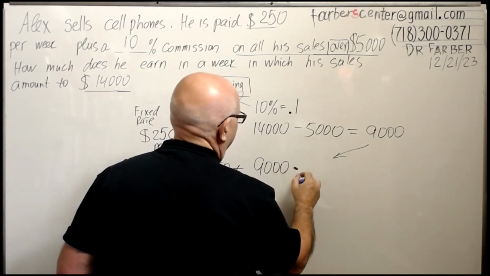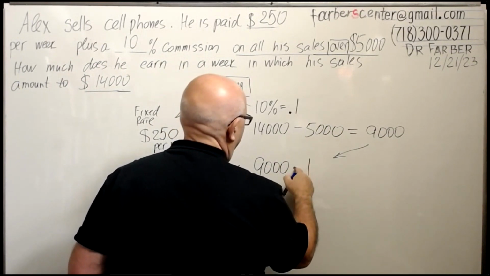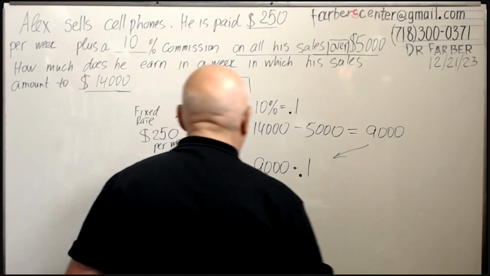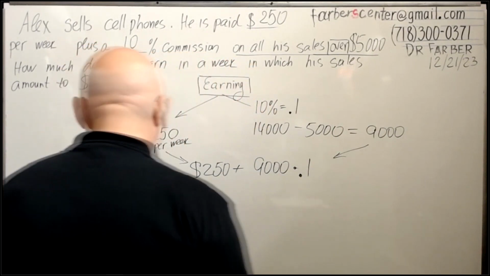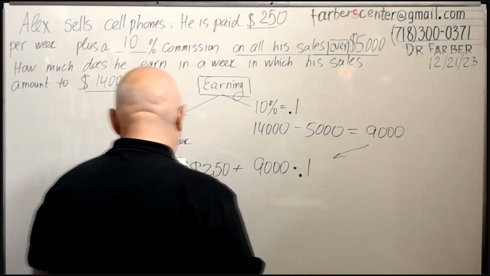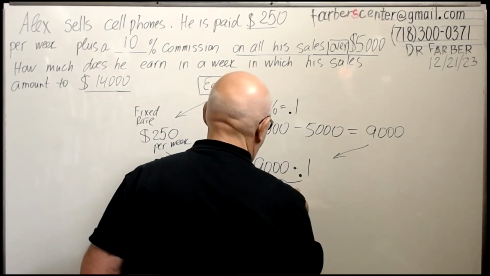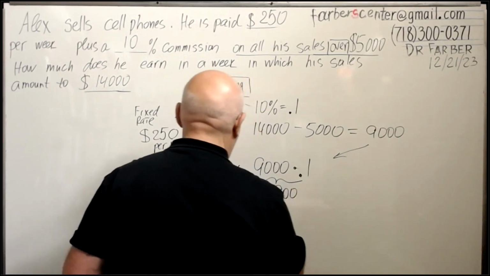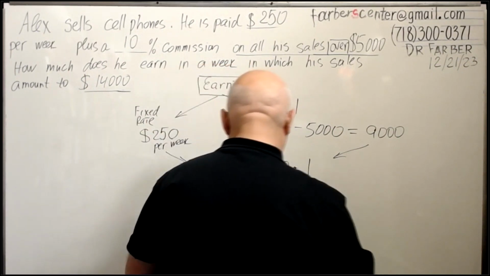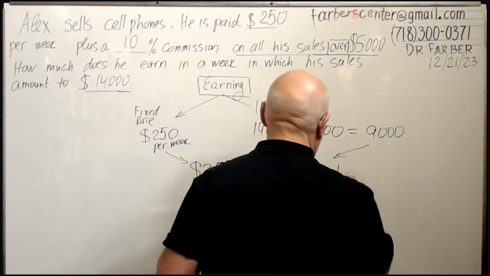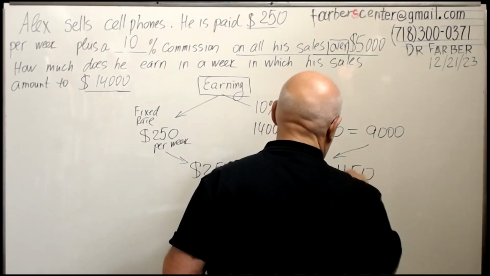9,000 times 0.1. You multiply by 0.1, it will be 900. This is 900 plus 250. And your salary would be 1,150.